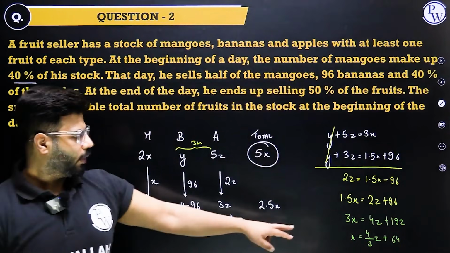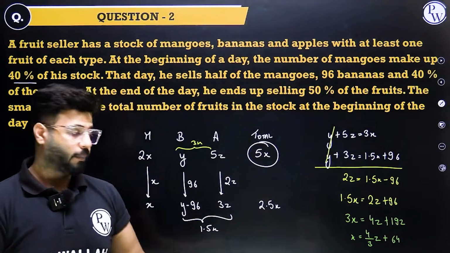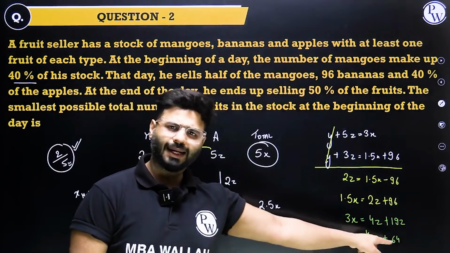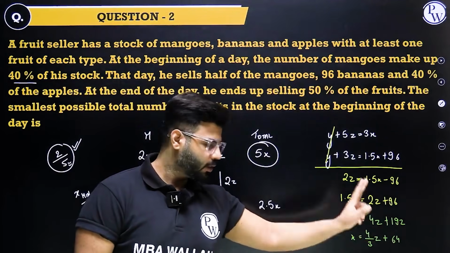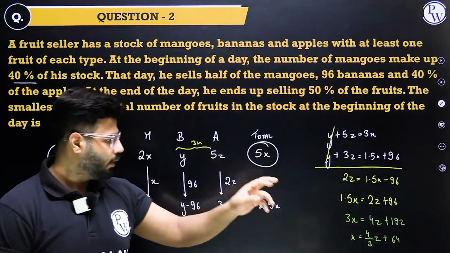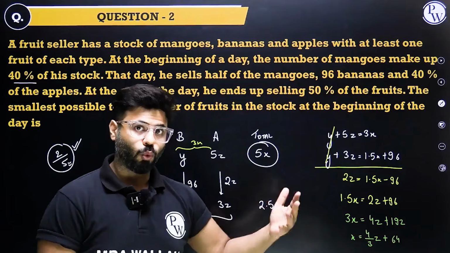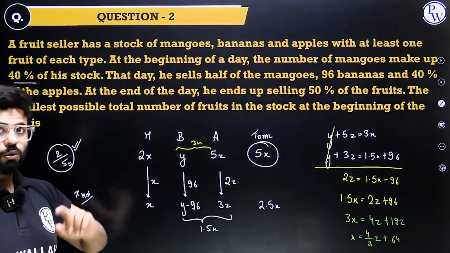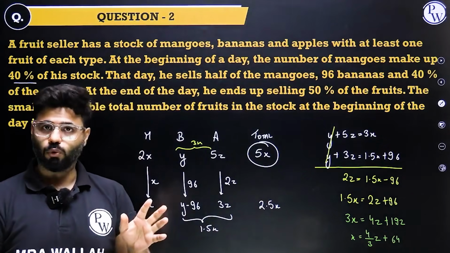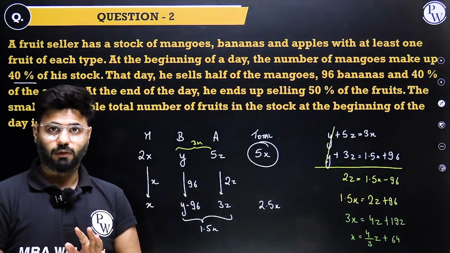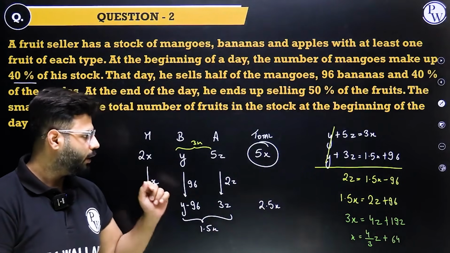Now, what can be the minimum value of x? It depends upon what is the minimum value of z. That is fixed, 64. What is the minimum value of z? Think. I need to make it an integer. Why? Because I had mangoes as 2x. Any fruit will have to be integer at the end of the day, right? So x has to be an integer.